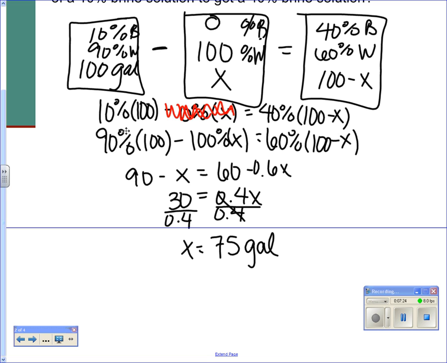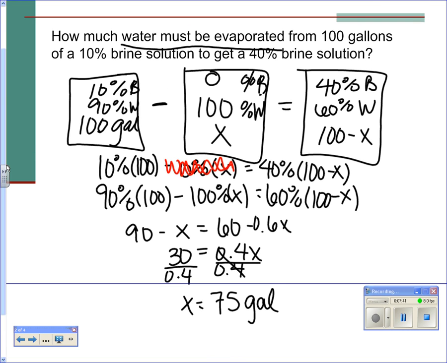Anybody else get that? Did he get 75? Okay. It says how much water must be evaporated. We're evaporating the x, right? So we evaporate 75 gallons worth. And then what do we have left? We have 25 gallons left. But did they ask for what you had left over? They only asked for what you had to take out. Does that make sense?